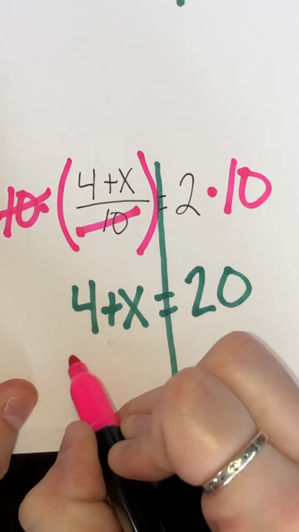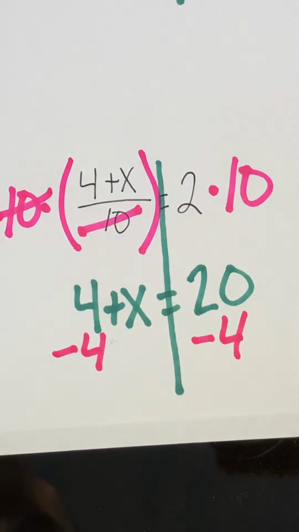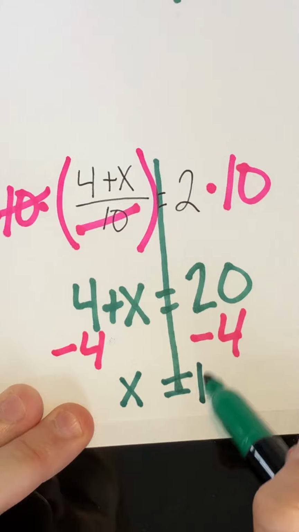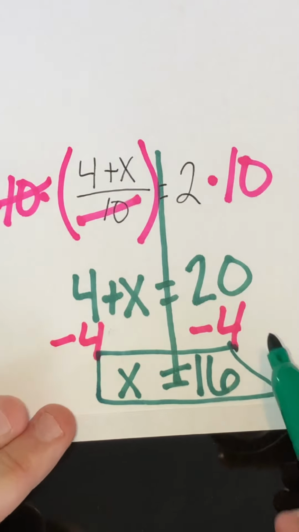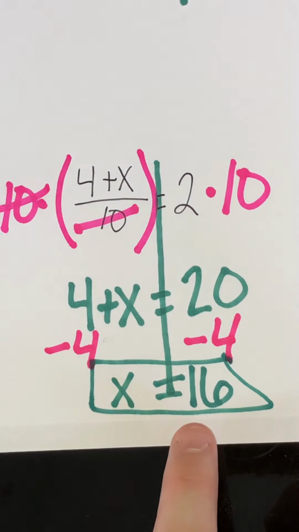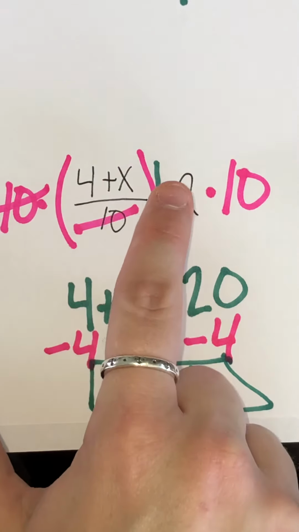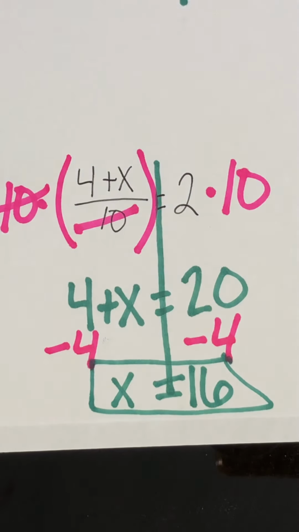Since it's adding, we're going to subtract the 4 from both sides. And we get x equals 16. 20 minus 4 is 16. Again, to double check, you could take the answer that you got and plug it back in. 4 plus 16 is 20. 20 divided by 10 does equal 2. So you know it works.